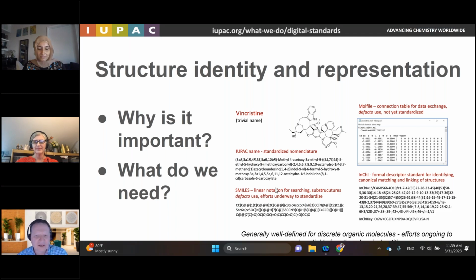But a weakness of SMILES is that there can be more than one way of representing the same structure, and this is where INCHI comes in, because it aims to provide a standard identifier for a particular chemical structure.